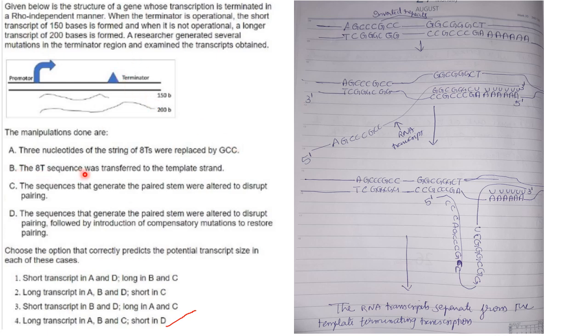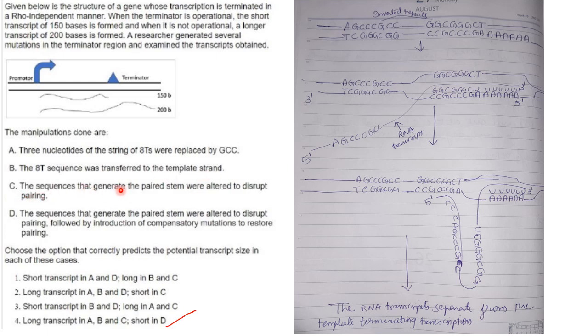In B, the 8T sequence was transferred to the template strand. So instead of A in the template strand, they have placed T. When T comes, the RNA transcript will be A. So it will not be poly-U, it will be poly-A on the RNA transcript. That will not result in termination, so you will get a long transcript in the case of B.